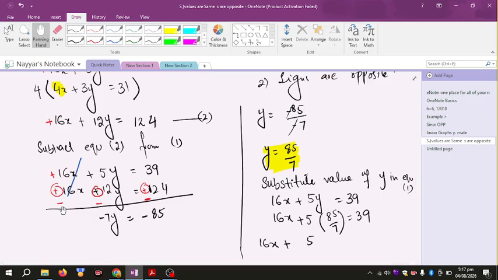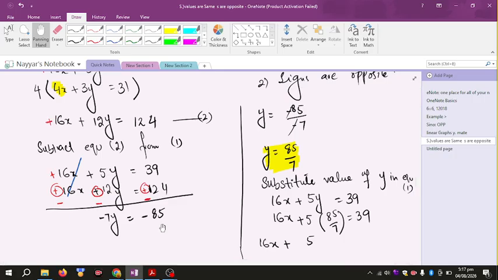Umar, did you get this now? Yeah, I subtracted. Okay, Umar, remember when you subtract, now you have to change the sign. This positive sign will be changed into negative, this positive sign will be changed into negative, and this positive sign will be changed into negative. Right, Umar? Yeah. So 5y minus 12y is negative 7y is equal to 39 minus 124 is minus 85. Got it?